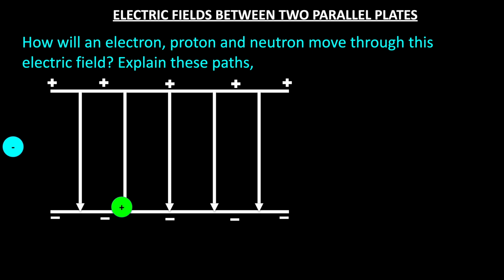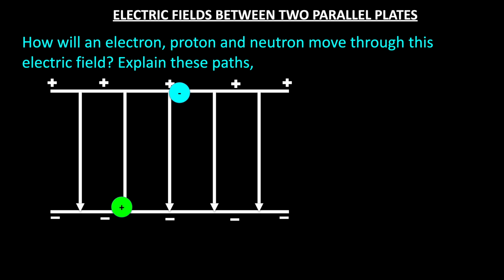What about an electron, a negatively charged particle? Now an electron will be attracted to the positively charged plate and repelled by the negatively charged plate. So it's actually going to behave like this. It's going to move in the opposite direction of the proton. Now we can actually see that the electron traveled further than the proton. Whilst we're going through this, why do you think that is?